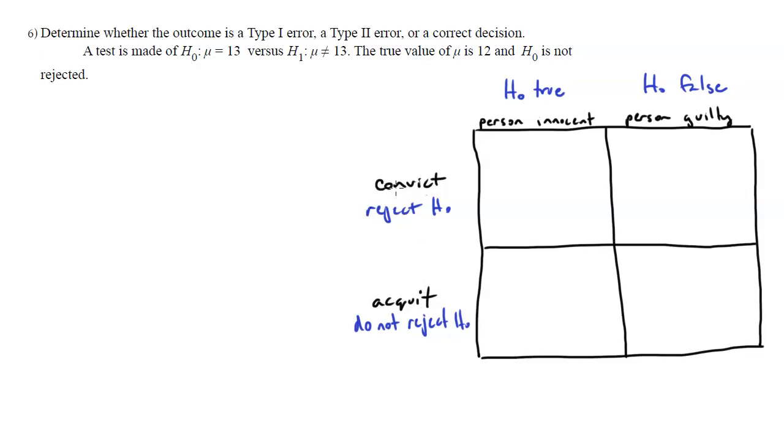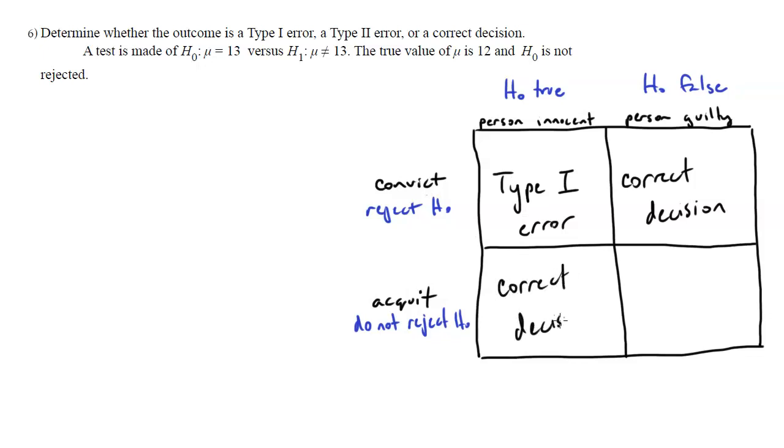So if we convict a person who's innocent, that's pretty bad, no? That is what we call a type 1 error. That's an error, right? That's a mistake. You're not supposed to convict an innocent person. That's silly. You convict a guilty person, you made the correct decision. You acquit an innocent person, that's what you're supposed to do. If somebody's innocent, you let them out, right? Correct decision. But if you acquit a guilty person, if you let a guilty person go free, that's also an error. That is a type 2 error.